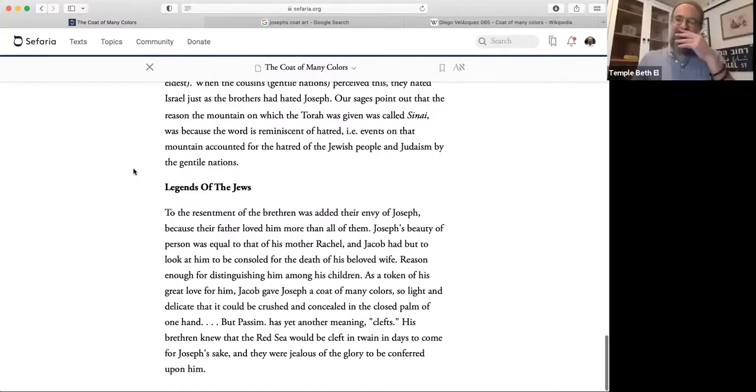You do not have to treat your children the same, but you do have to let them know that they are loved individually and unlimited, each of them, no matter how many of them you have. Joseph's beauty of person was equal to that of his mother Rachel, and Jacob had but to look at him to be consoled for the death of his beloved wife.